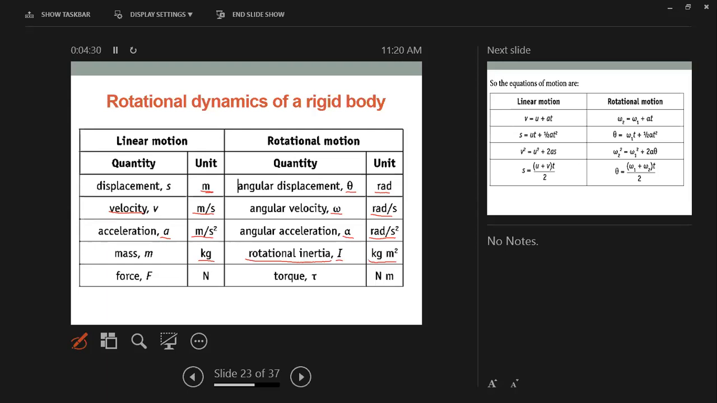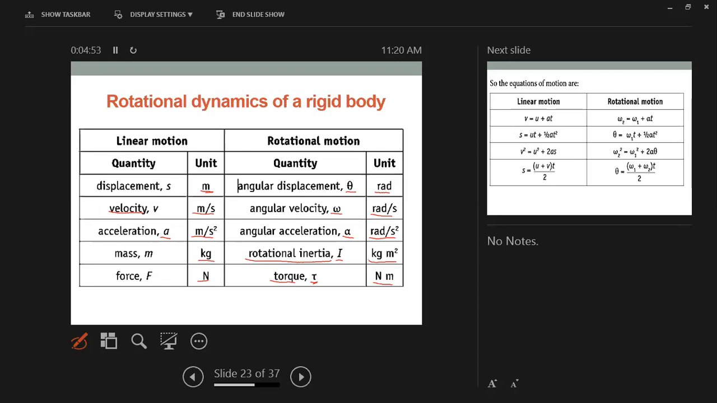When we come to the linear motion, for the force, we had Newton as the SI unit. Now we are going to use the torque. We are going to use tau to symbolize torque, and Newton meter will be the SI unit of torque. Okay, Newton meter. So let's compare. Now we can compare the quantities.